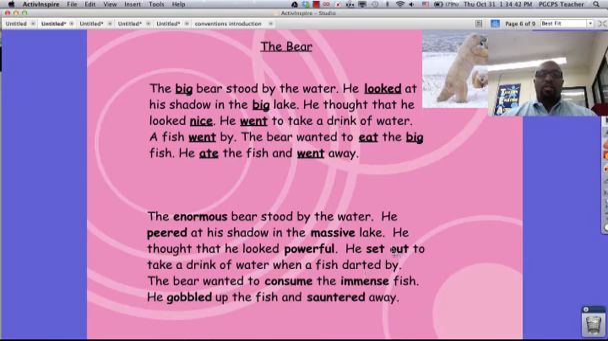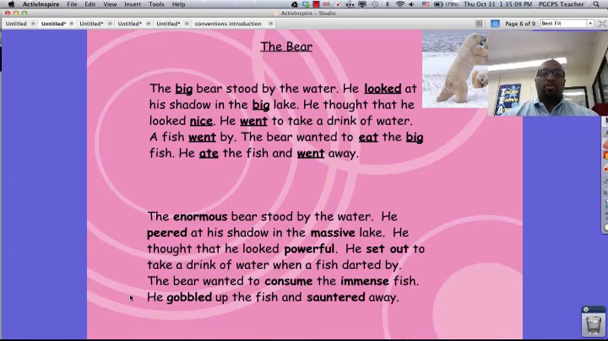The bear wanted to consume the immense fish. He gobbled up the fish and sauntered away. So instead of eat, we use consume. Instead of big, we use immense. Instead of ate, we use gobbled. And instead of went, we use sauntered. So if you look here, this paragraph, in terms of word choice, has a greater sense of capturing or conveying what the author wants to say.